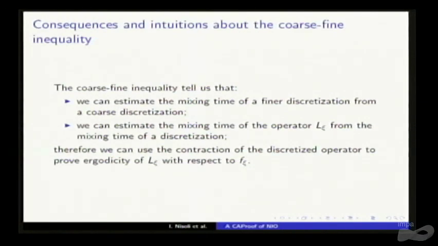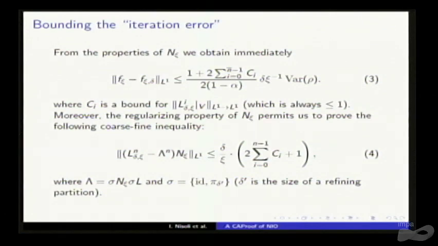And so this kind of inequality, we call it coarse-fine. Why? Because they give us a more or less uniform estimate for the operator associated to the random dynamical system and for the discretized operator with the refining partition. They permit us to estimate.